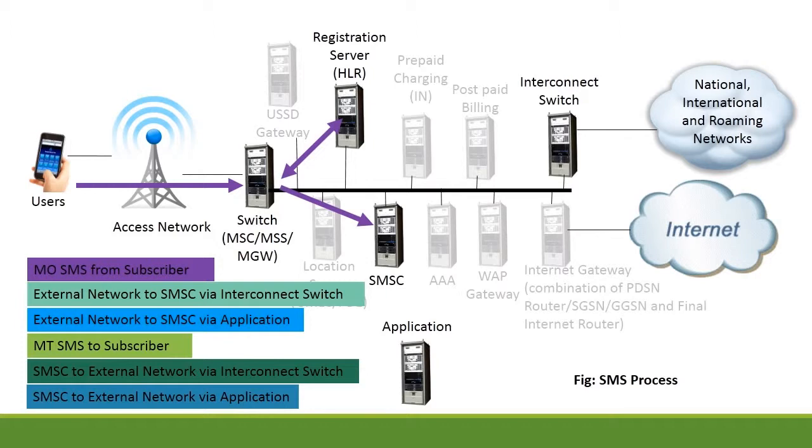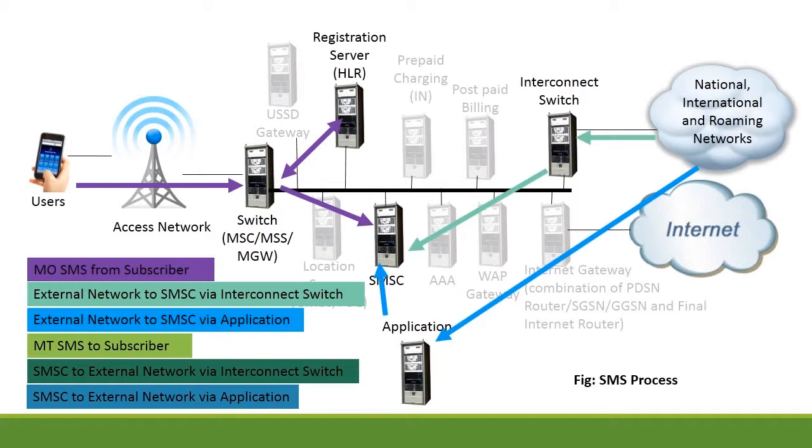If the SMS comes from the external network, then it comes through the interconnect switch. This SMS is delivered to the SMSC by the interconnect switch. Sometimes SMS comes from the third-party operator through the application. In this case, SMS comes to the application from the other operator, and then the application submits this SMS to the SMSC.